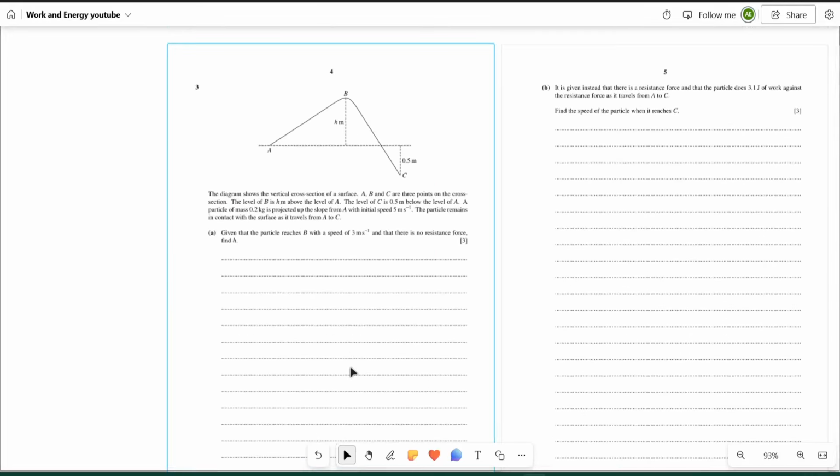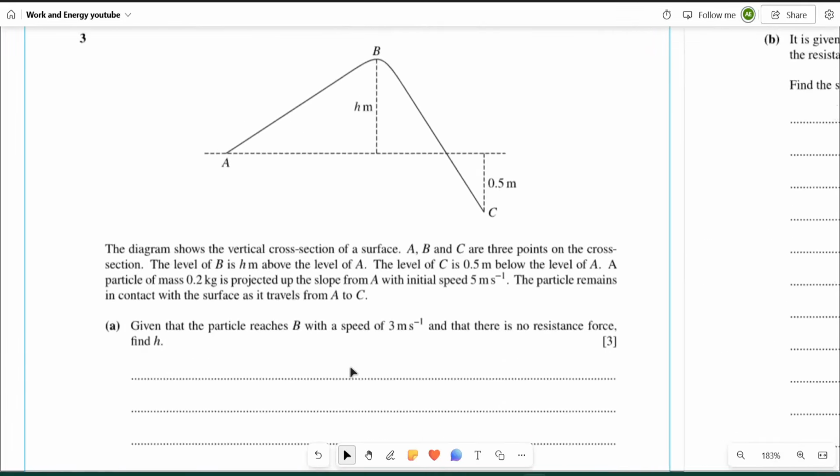Okay, this question is interesting. It tells me the diagram shows a vertical cross section of a surface. A, B, and C are 3 points on the cross section. The level of B is h meters above the level of A. The level of C is 0.5 meters below the level of A. A particle of mass 0.2 kilograms is projected up the slope, so it started from here, and it's moving with a speed of 5 meters per second.